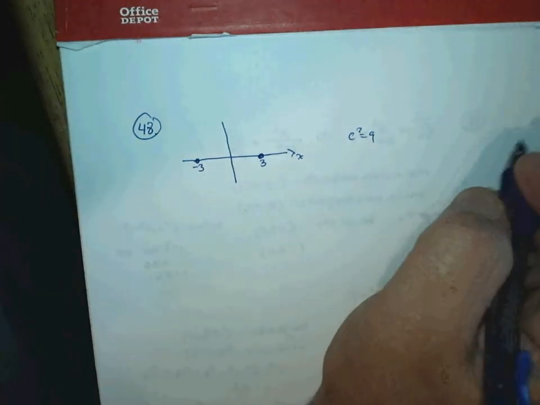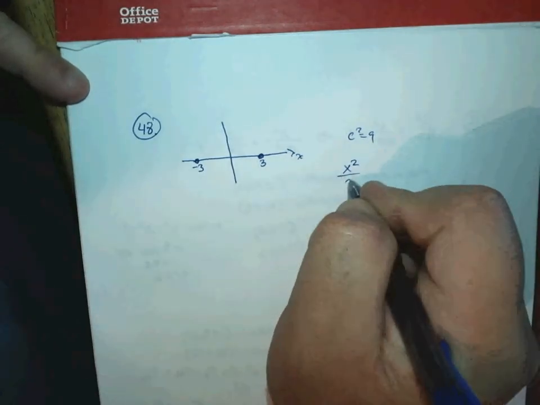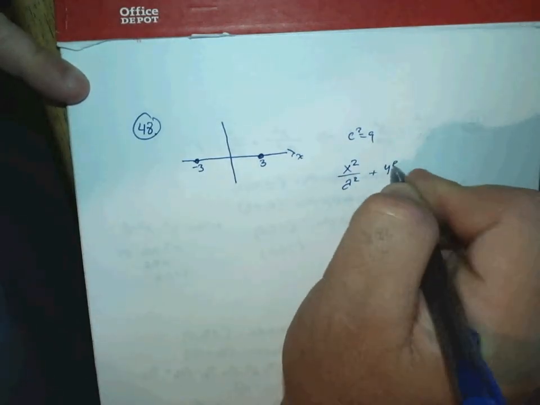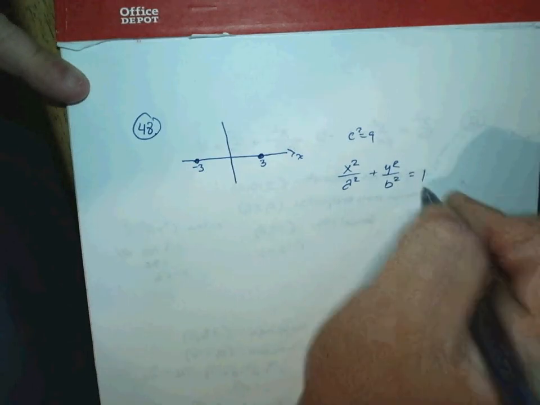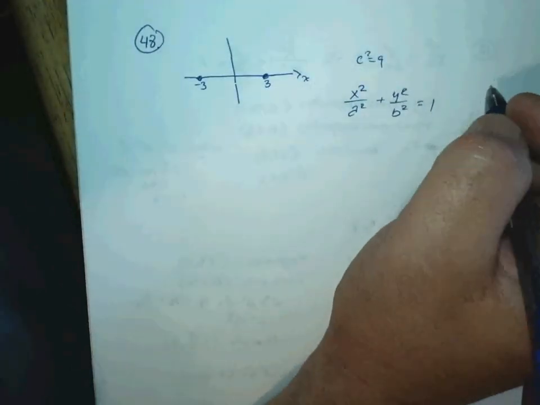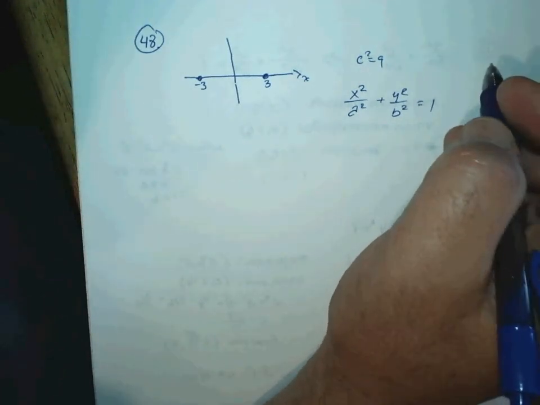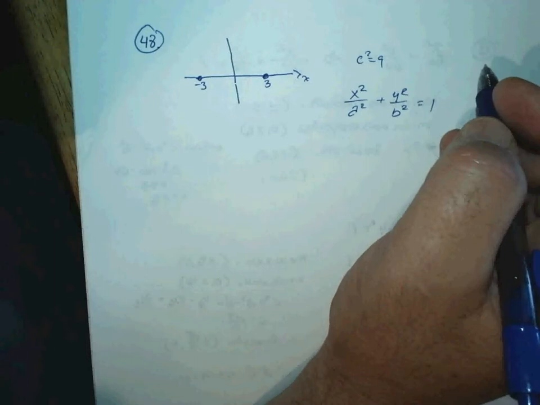Okay, so if that's a focal point and we have symmetry, there's another focal point here. So we know c squared is 9, right? C is 3 or -3. I'm looking for this form, right?